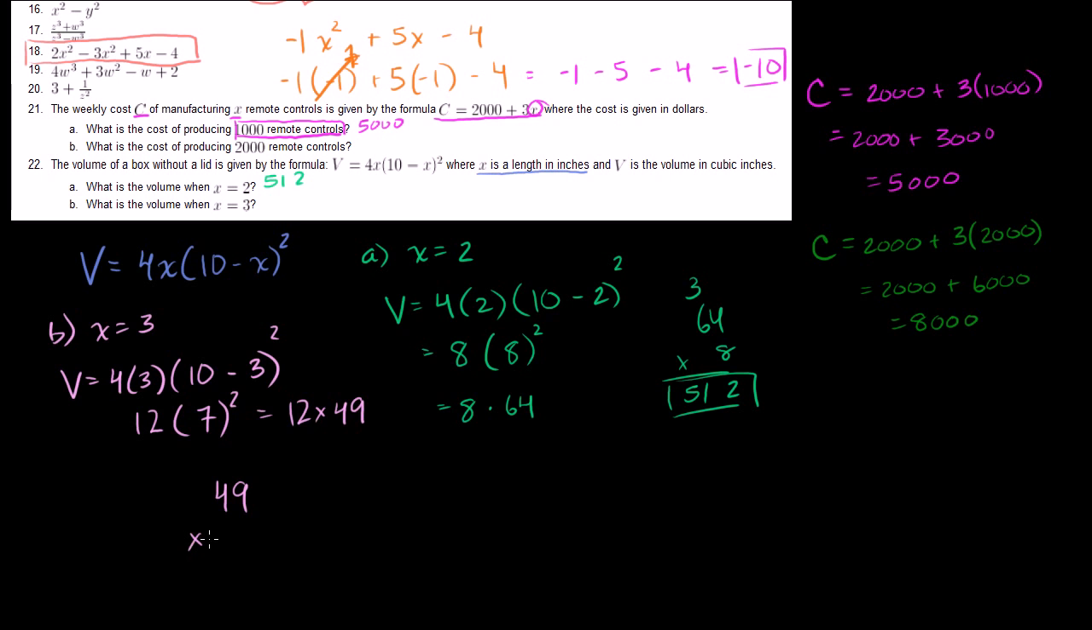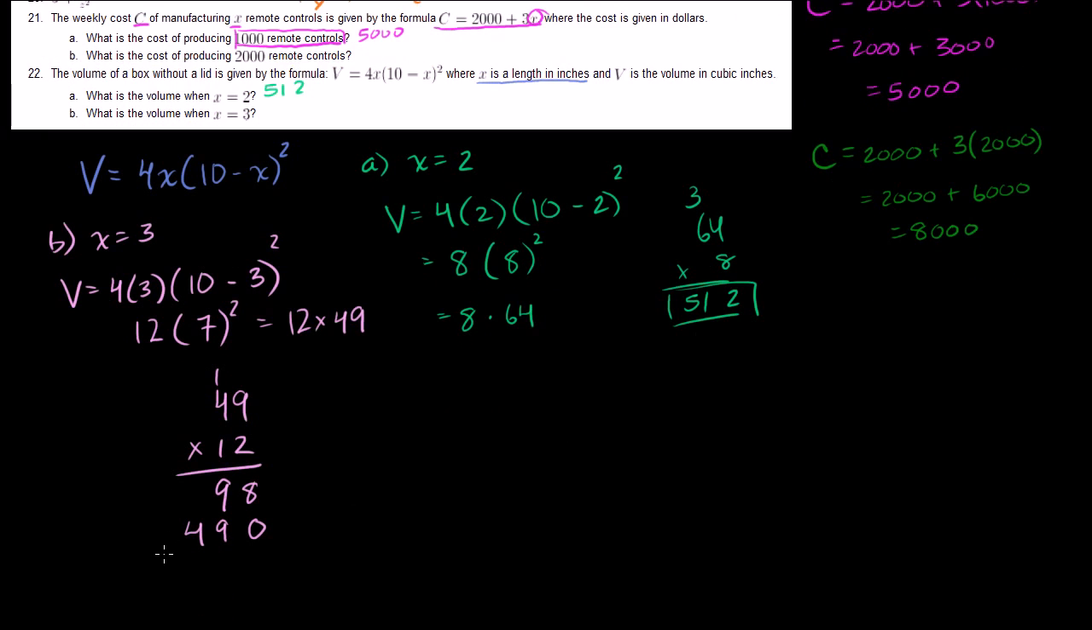So 49 times 12. 2 times 9 is 18. 2 times 4 is 8, plus 1 is 9. 0. 1 times 9 is 9. 1 times 4 is 4. And then we add the 2. We get 8. 9 plus 9 is 18. And then 1 plus 4 is 5, so 588.